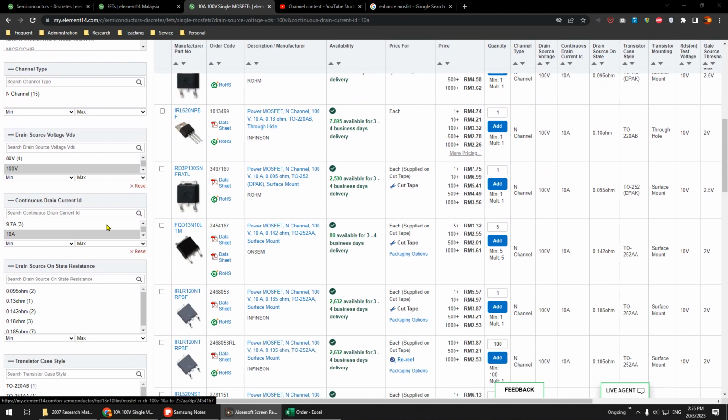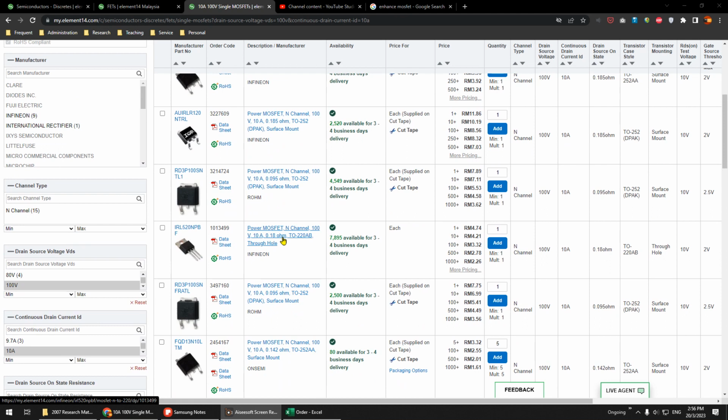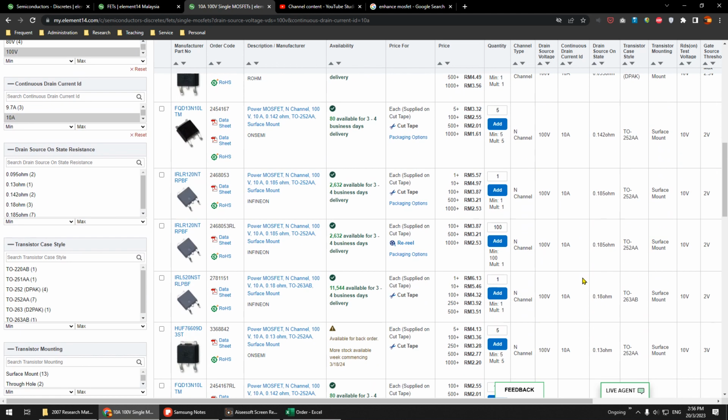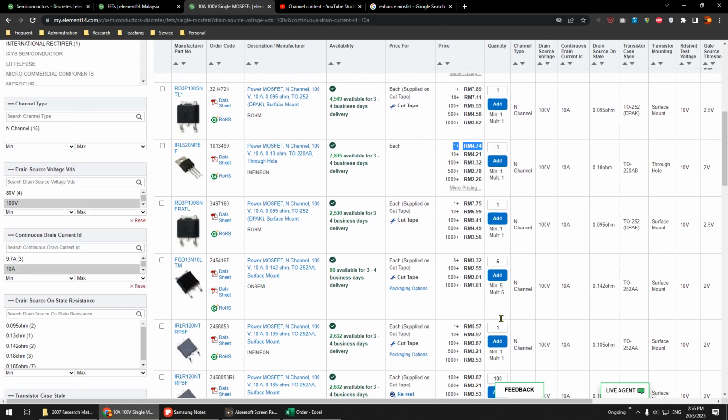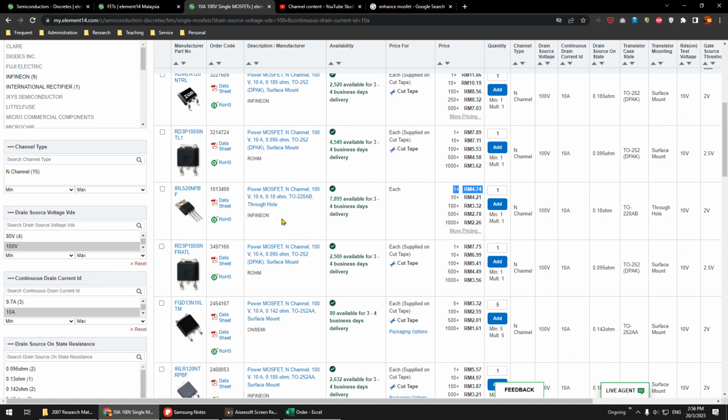If you have problem, you just click the voltage you want, 100 volt 10 ampere. So this one is quite good. 100 volt 10 ampere, 0.18, so the internal resistance is quite high. 0.18 is quite high, but the price is only 4 ringgit. But if you want to improve your circuit, I suggest you choose less than 0.1. But if your application is not too critical, maybe you can use this. So click this.